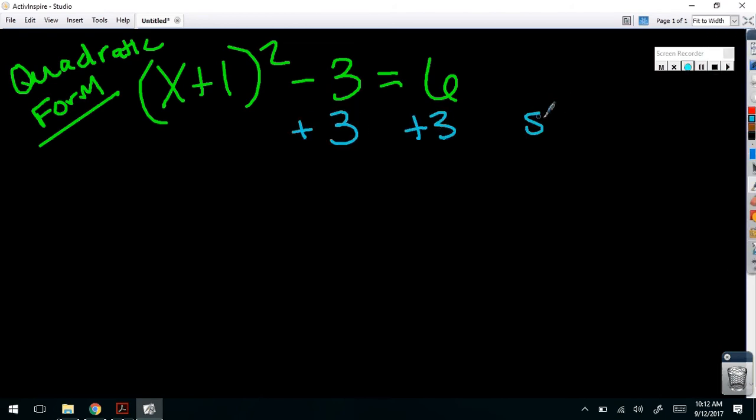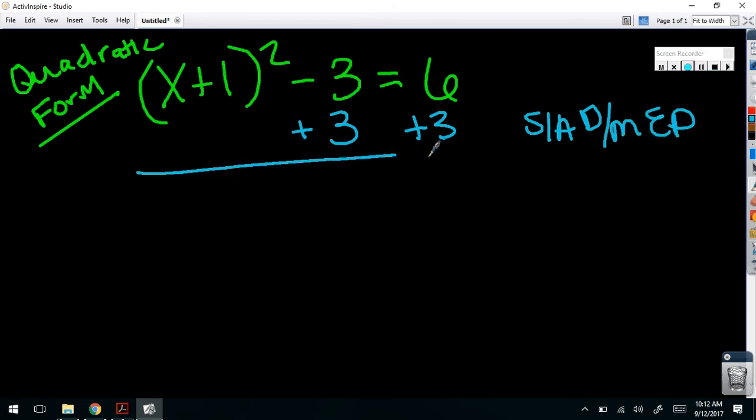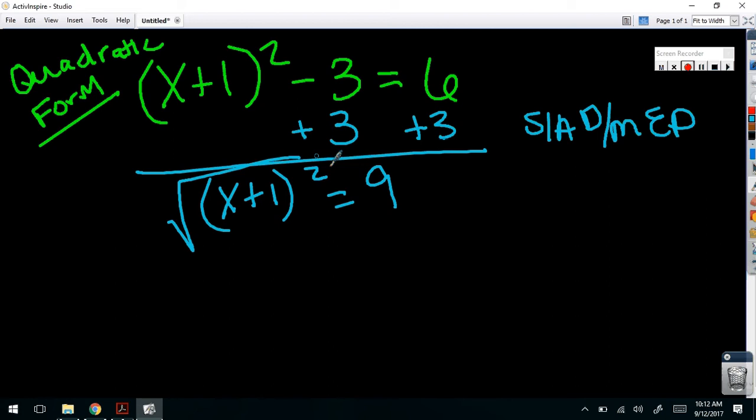Let me just put my little SADMAP here. Square root it, cancel it out. This is just recapping, kind of getting you back into thinking about what we were doing last week. And then, you're right, we square root. What's the square root of 9? 3. Positive or negative 3.